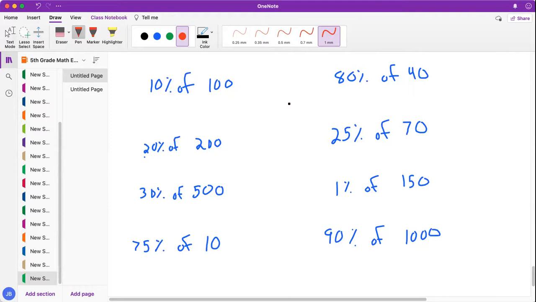All right, I see a bunch of thumbs up. All right, so let's try these. 10% of 100. Who wants to walk us through that one? Colin, go ahead. I just do 100 divided by 10. You did 100 divided by 10?